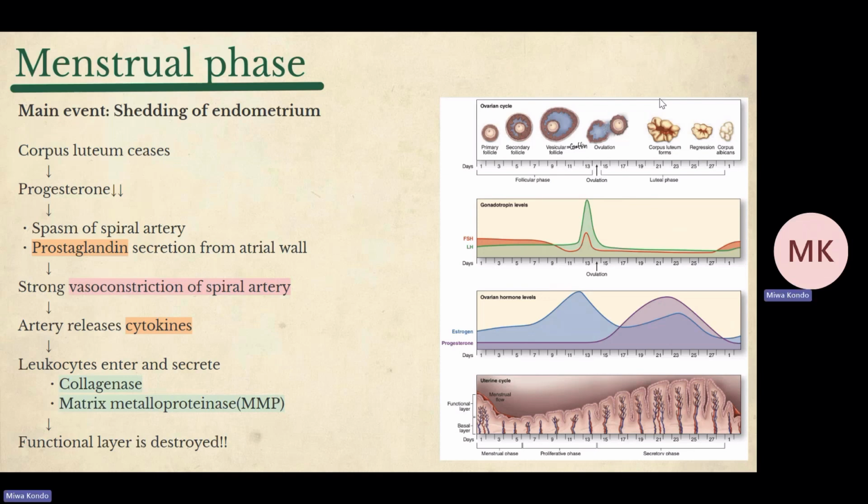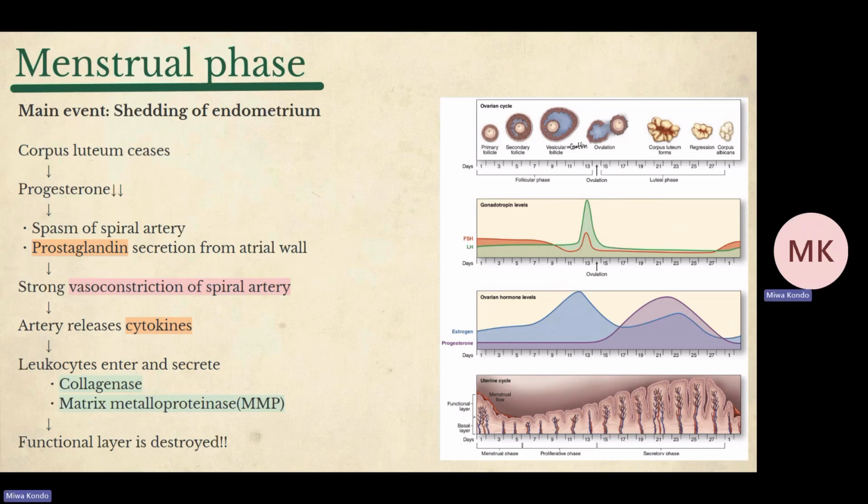If implantation does not occur, the cycle proceeds to the menstrual phase. As the corpus luteum degenerates, progesterone level drops, leading to vascular spasm in the spiral arteries, and the release of prostaglandins from the arterial walls. This is followed by strong vasoconstriction of the spiral arteries, which triggers the release of cytokines.